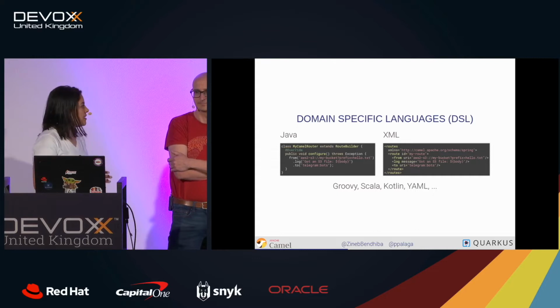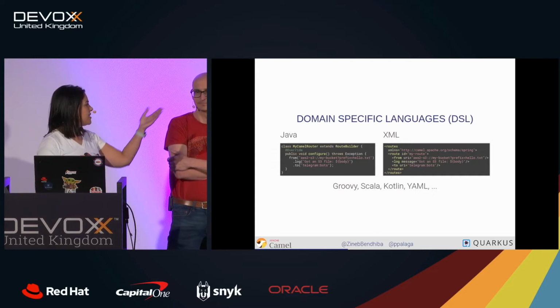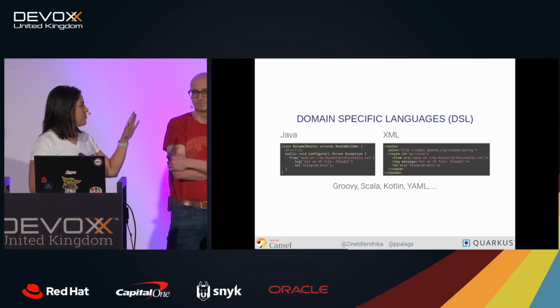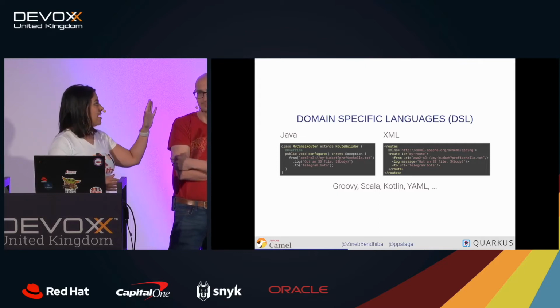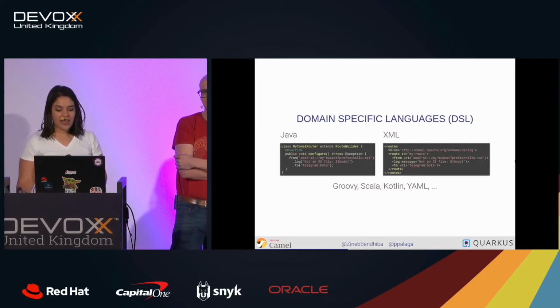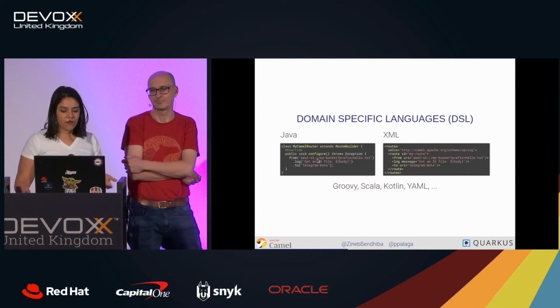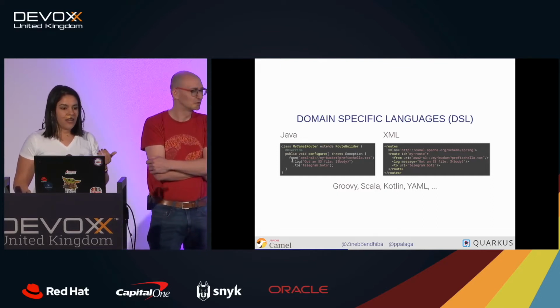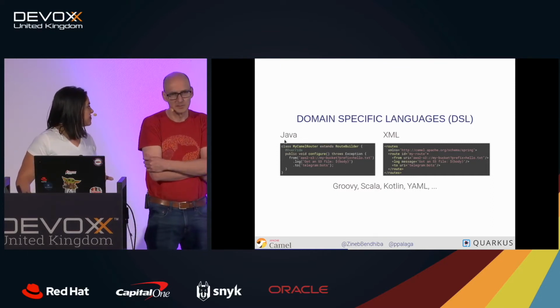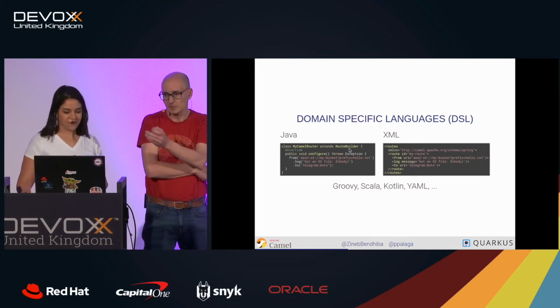And if you see here, we have so many languages like we see in the list, but here we have the same route written in Java and written in XML. And as you see, you can read it very easily. The font is perhaps a little bit small, so maybe we read what's there.